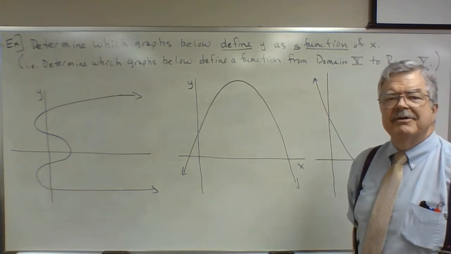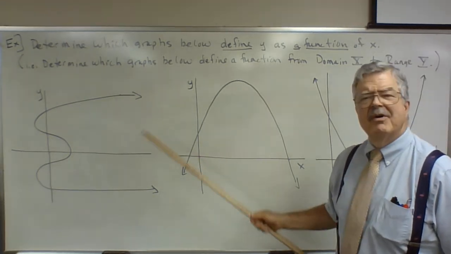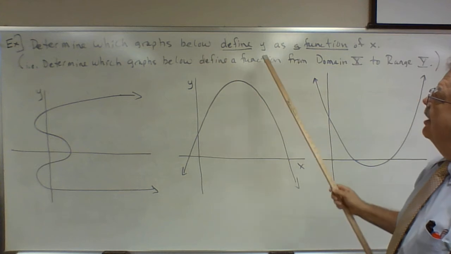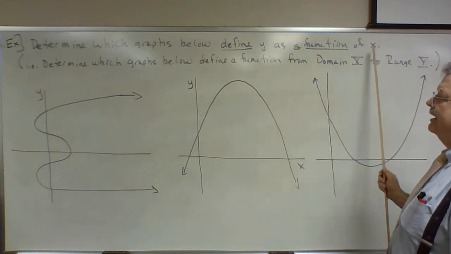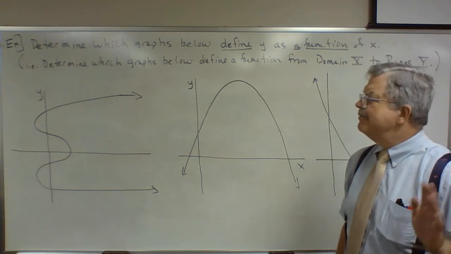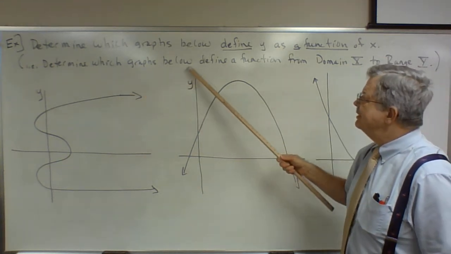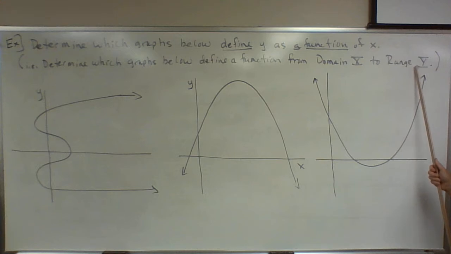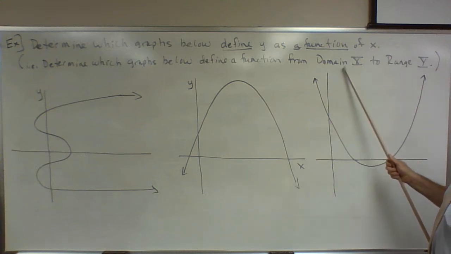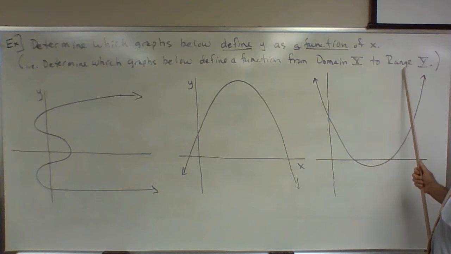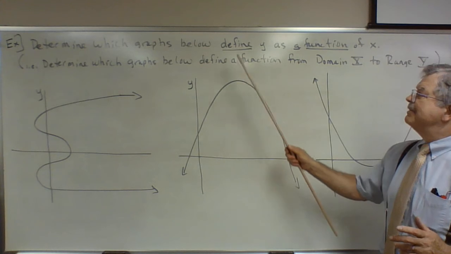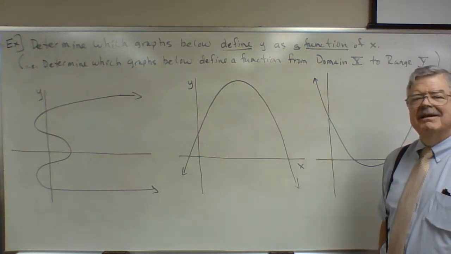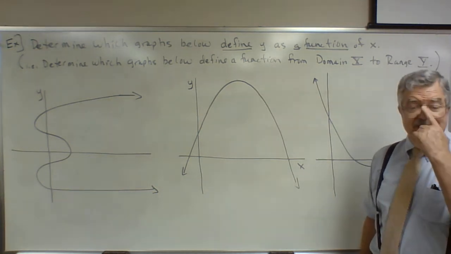Okay, here are our first few examples. We're going to do maybe 3 more after this, maybe even more than that. Determine which graphs below define y as a function of x. And believe it or not, that's the same thing as saying determine which graphs below define a function from the domain x to the range y. If we have a function from the domain set x to the range set y, we say that it defines y as a function of x. It's a little bit awkward, but that's the way it's done.